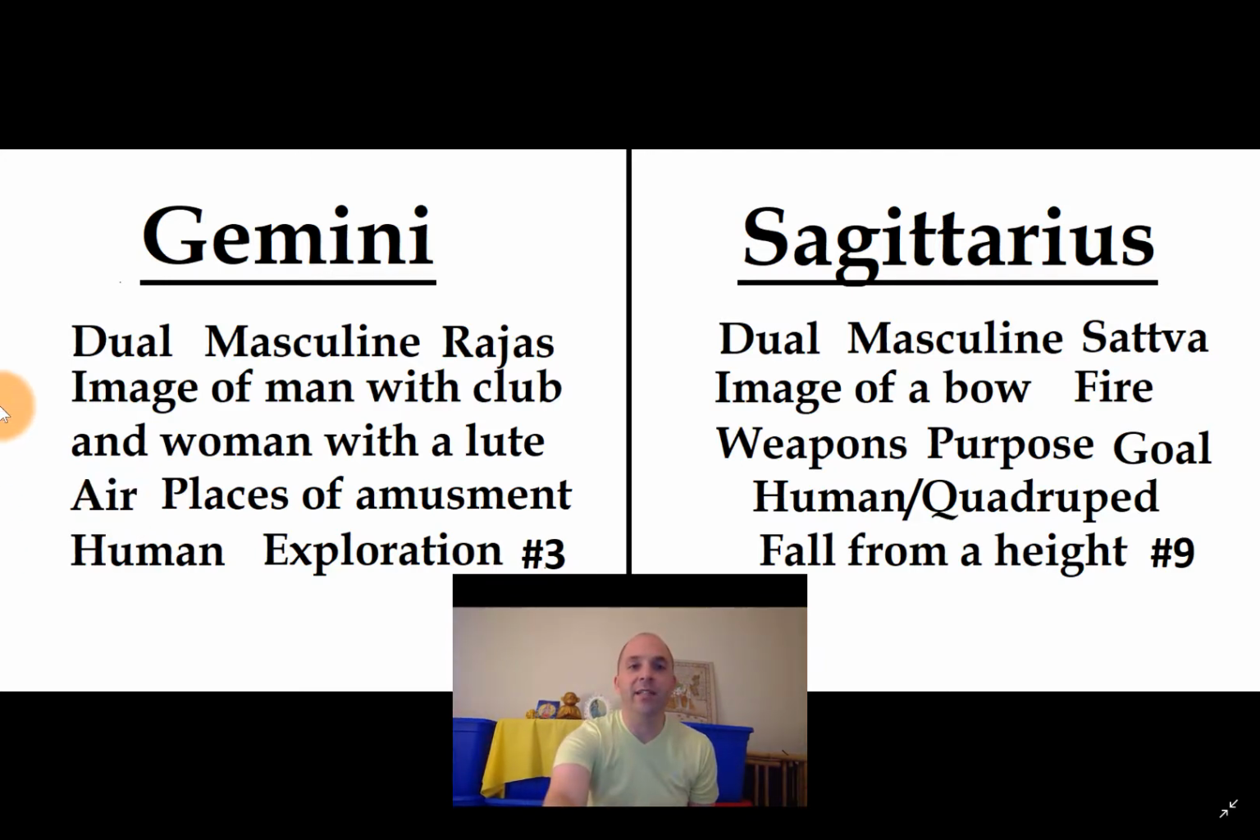And that's kind of the idea of an image of a man with a club and a woman with a lute. It's that idea of, okay, well, I might explore it in two different fashions. I might go about it to develop strength, but also to develop skill at the same time. And then Gemini I also have here as places of amusement.